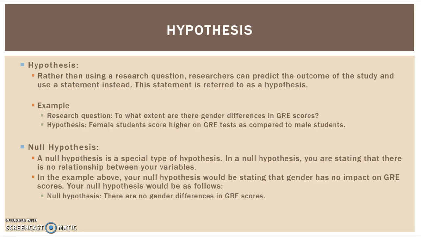With a null hypothesis, you're actually stating that there is no relationship between your variables. So if we look at that example from above again, in terms of GRE scores, the null hypothesis would be there are no gender differences in GRE scores. So again, with a null hypothesis, you're stating that there is no association between your variables.